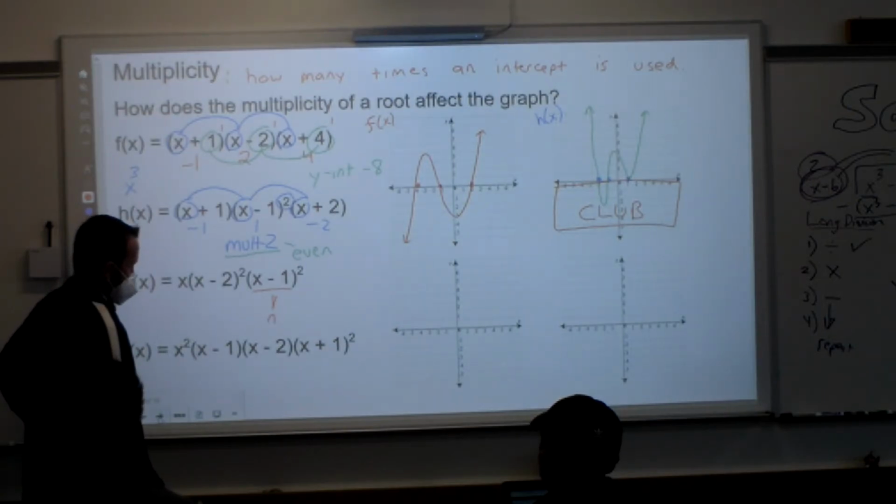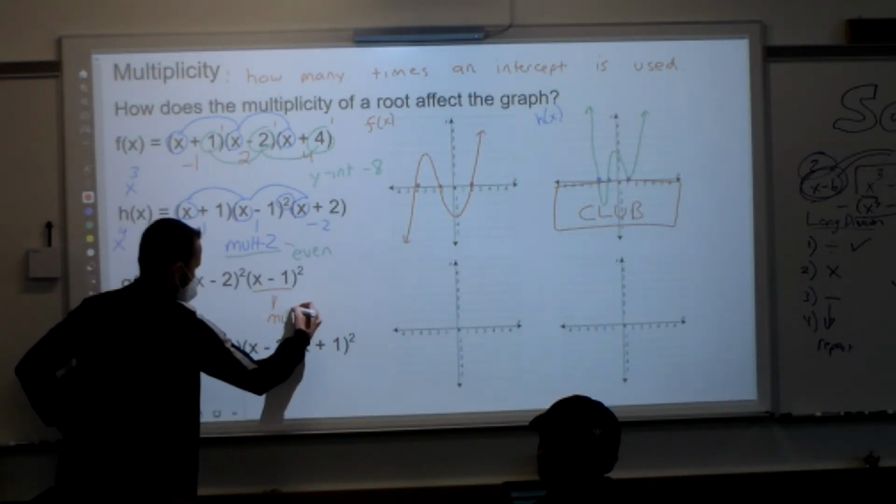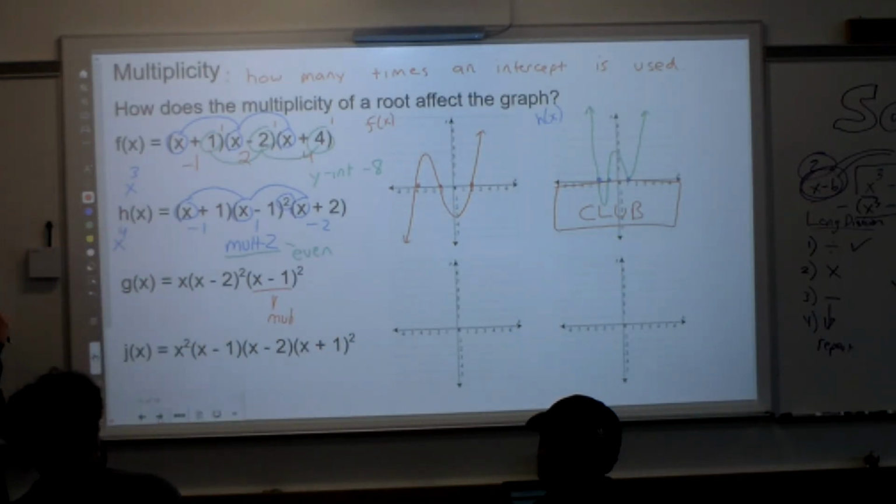It has a multiplicity of 2. My board is being slow here. I don't even know what's going on here. Multiplicity of 2. Sorry if you can't read that. My board is really struggling.